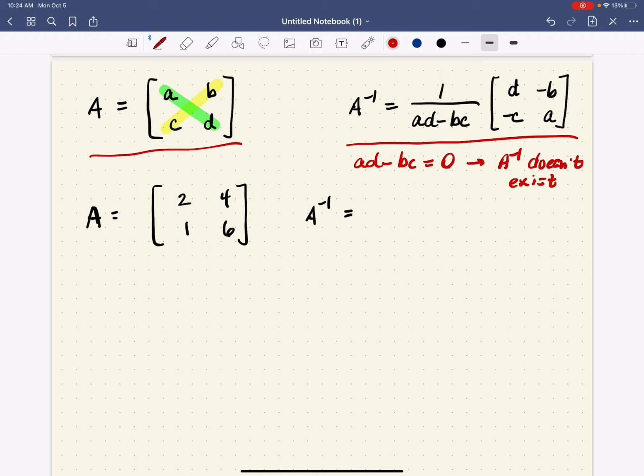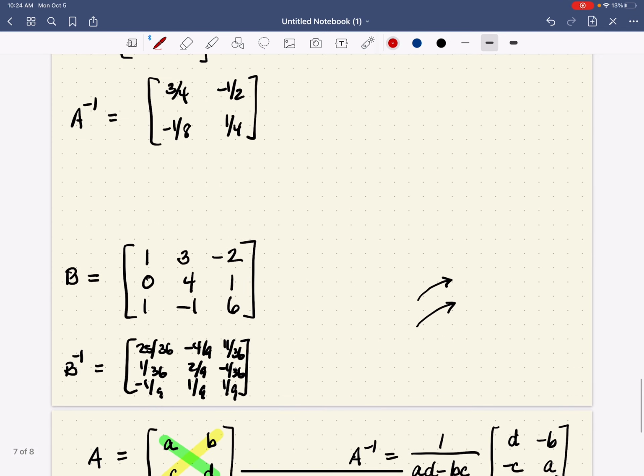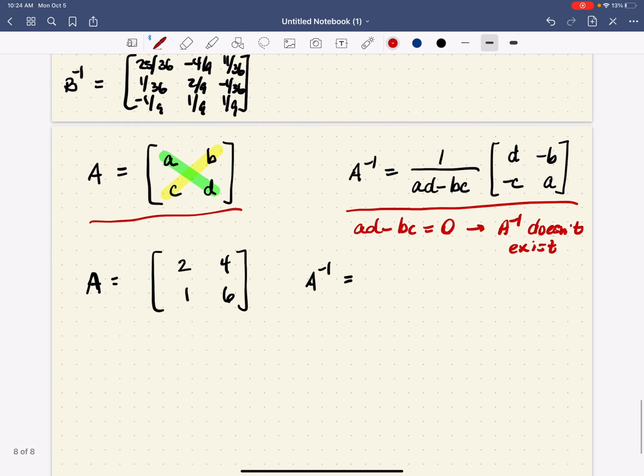So previously with technology, we found the inverse of 2416. So let's see if we get the same answer. Just to recap, this was the answer to the inverse in the previous video. So we have 3/4, negative 1/2, negative 1/8, 1/4. So let's see if we get the same thing.